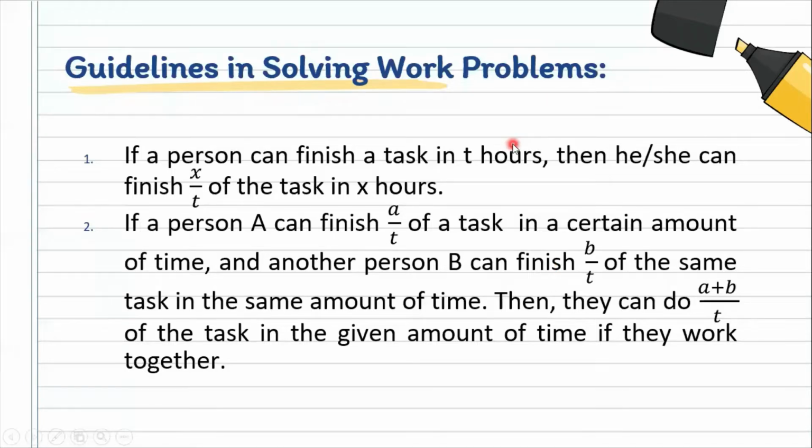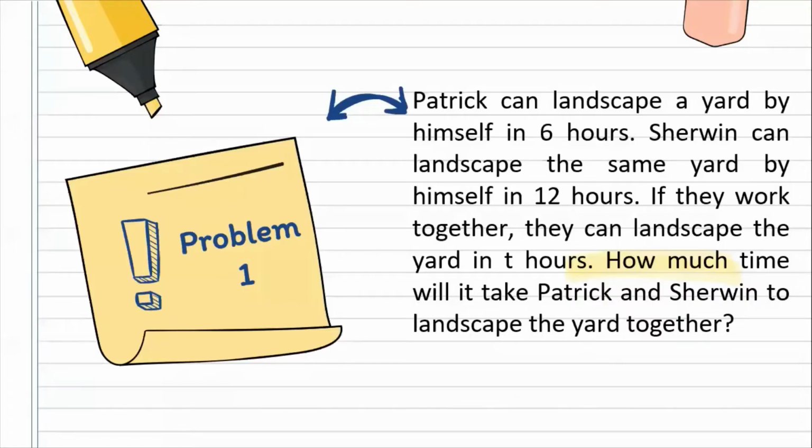Consider the following guidelines. First, if a person can finish a task in T hours, then he or she can finish X over T of the task in X hours. Second, if a person A can finish A over T of a task in a certain amount of time, and another person B can finish B over T of the same task in the same amount of time, then they can do A plus B all over T of the task in the given amount of time if they work together. Let's try this first problem.